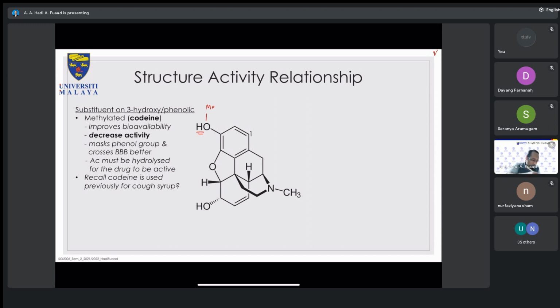Okay, codeine, if you recall, we've talked about codeine last time. So originally, a long time ago, it was in cough syrup. Even before the discovery of morphine, it was codeine, and it was used in cough syrup. So you can imagine a long time ago, I'm guessing a lot of people were actually addicted to cough syrup.